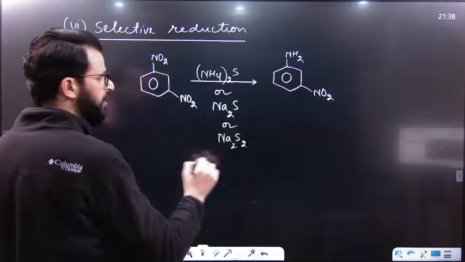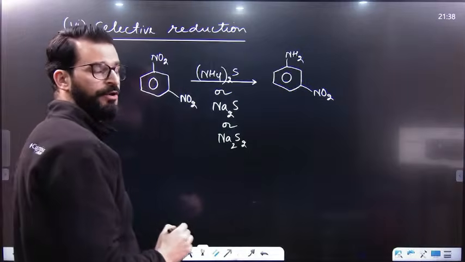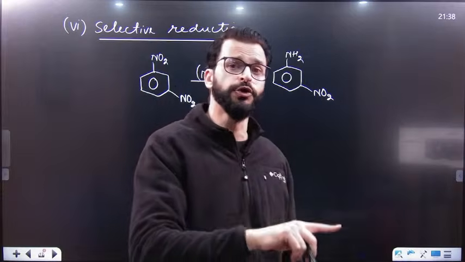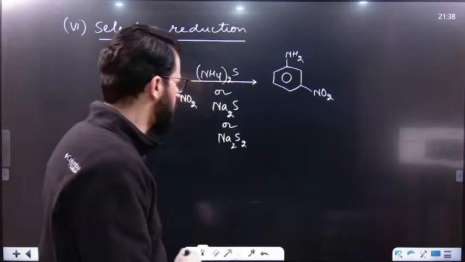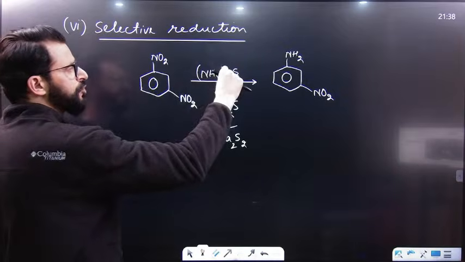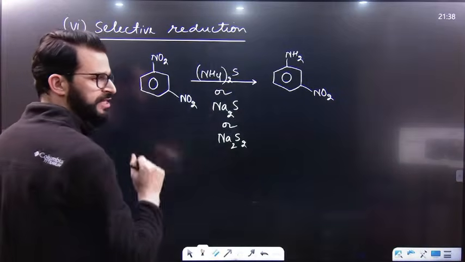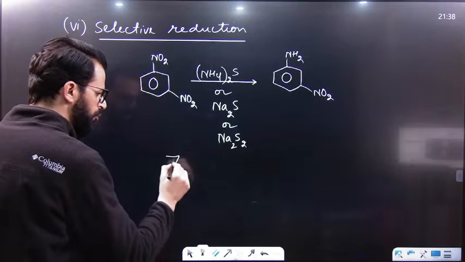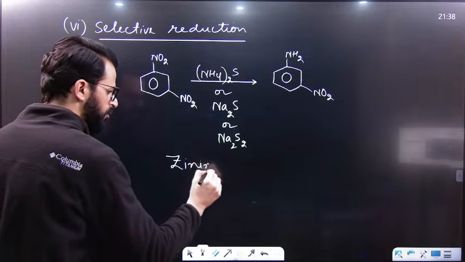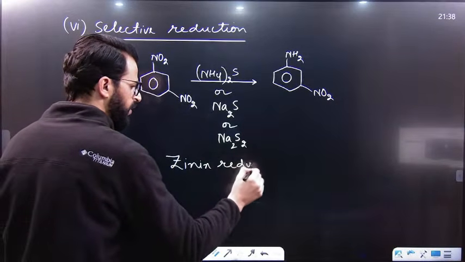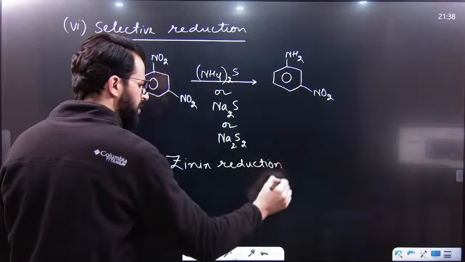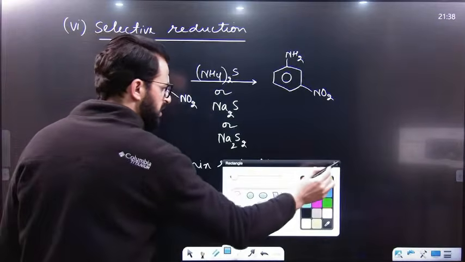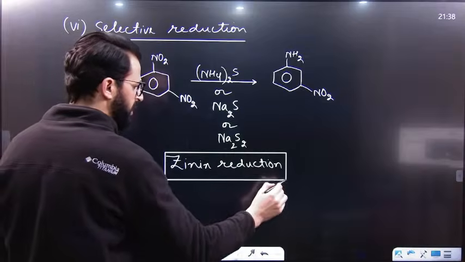meta-nitroaniline. And this selective reduction, with the help of which one can be reduced and another remains unaffected by treating these types of compounds with sulfides or polysulfides, is known as Zinin reduction. I hope this is clear to each and everyone there.